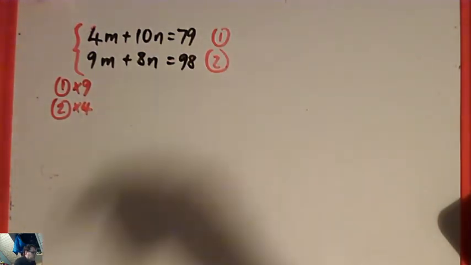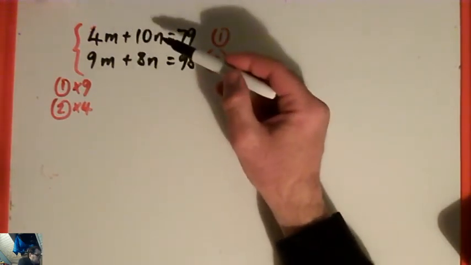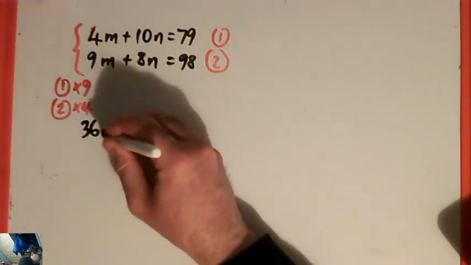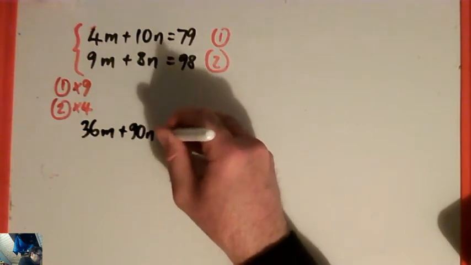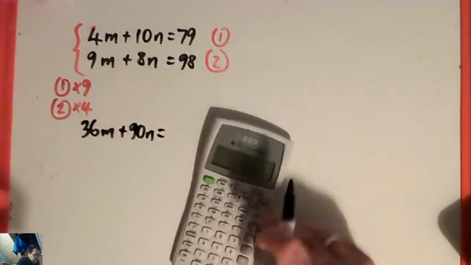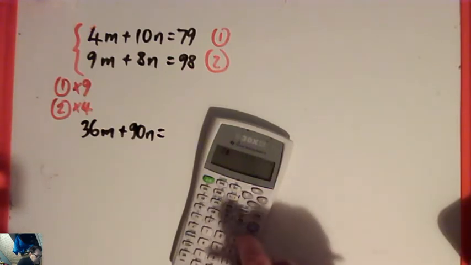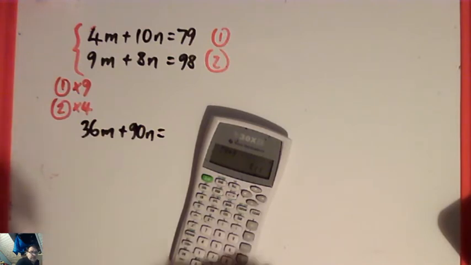So everything in equation 1 times 9. So instead of 4m plus 10n equals 79, I'm going to get 36m plus 90n equals 79 times 9. Bit late at night, so I'm not going to try and do that in my head. 79 times 9 is 711.